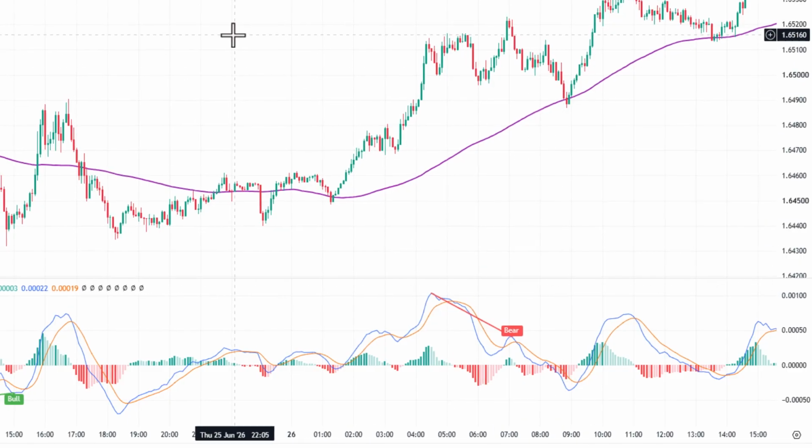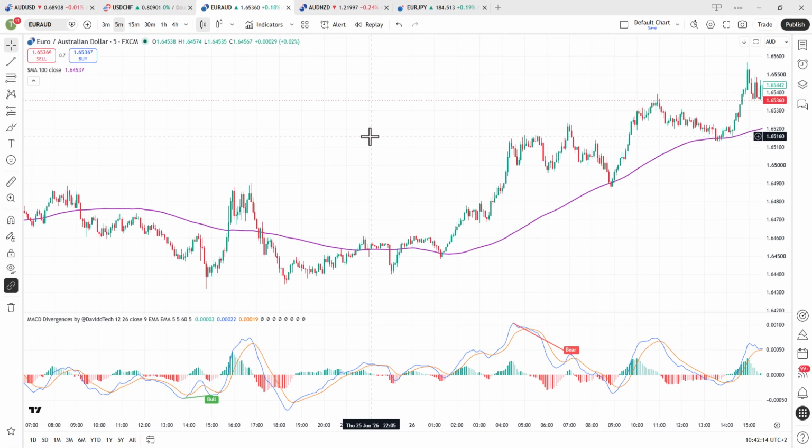This is a 5-minute chart. You can test this and play it on longer time frames as well, but essentially this is super useful because it spots the divergences for you and then you have some time to take action on it.